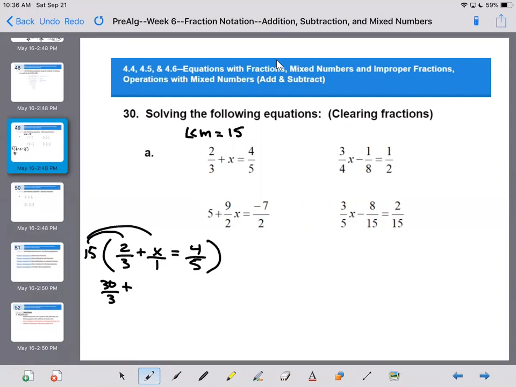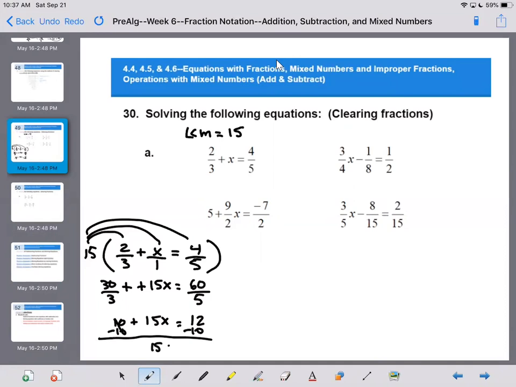15 times x divided by 1 is going to be 15x. And 15 multiplied by 4/5 is going to be 15 times 4, which is 60 fifths. And that's going to be 12. And 30 thirds is going to be 10. So I'm going to subtract 10 from both sides, and I'm going to get 15x is equal to 2. So x is equal to 2/15. I would have to divide by 15 on both sides.